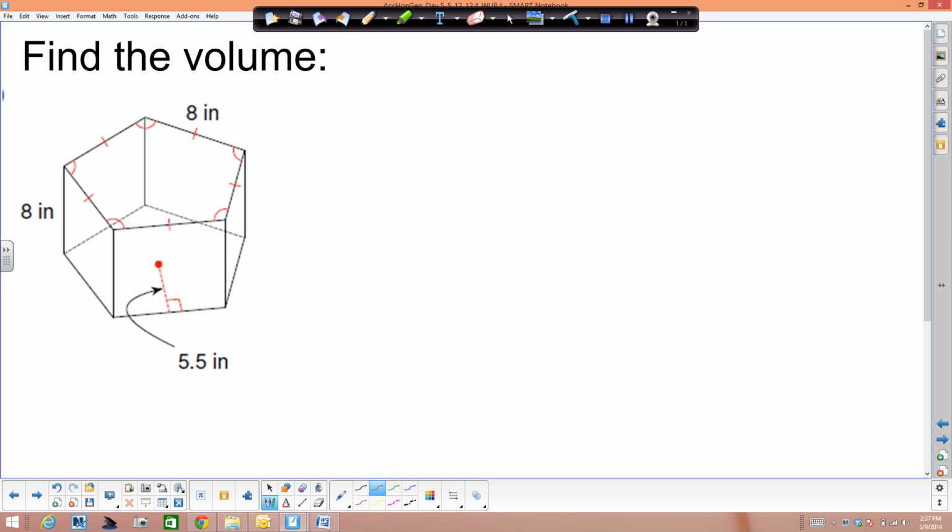Alright, so now to find the volume of this prism. Now we've got a pentagonal prism. So if we look at this base, and we have to find the area of it, remember for a regular polygon, we have to use the formula. So for this base area, we would use the formula half of the apothem times the perimeter of the base. So we know the apothem is 5.5 because it's given to us right here.